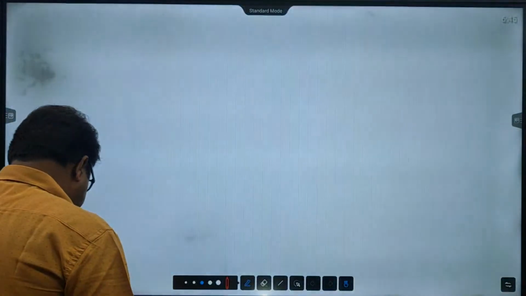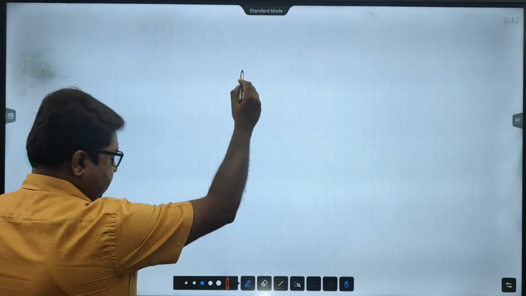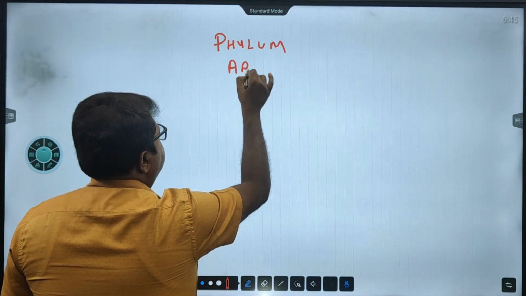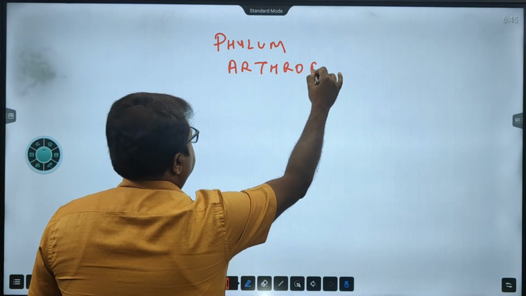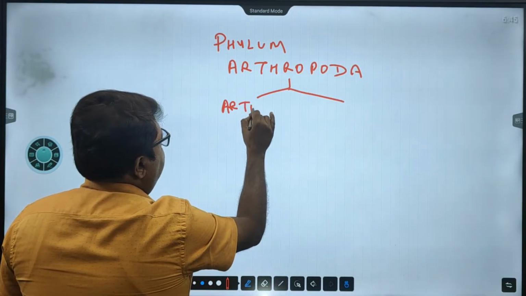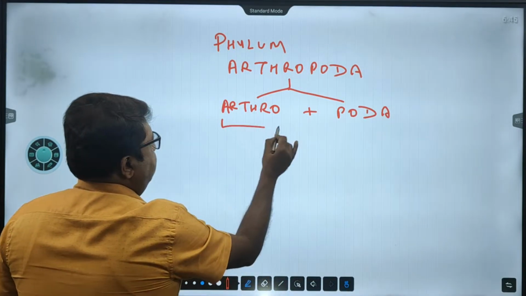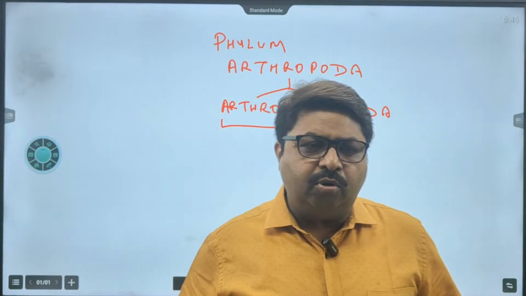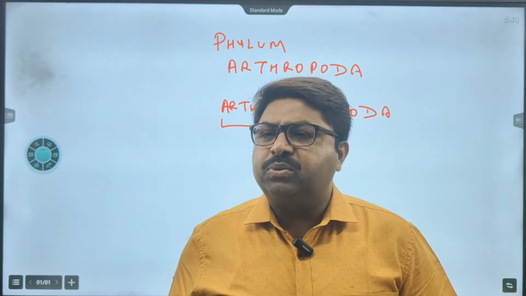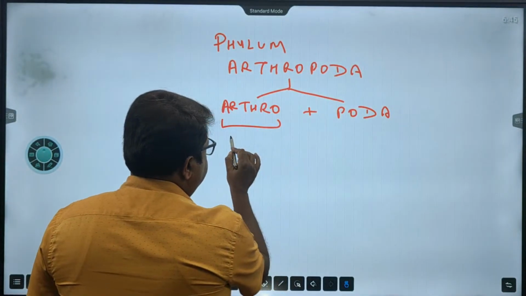Yes. So the first thing that we need to talk about is phylum Arthropoda. What is the meaning of the term phylum Arthropoda? We can break down the term into two: one is arthro and the other is poda. What is the meaning of the term arthro? Arthro means jointed. Arthro means jointed.